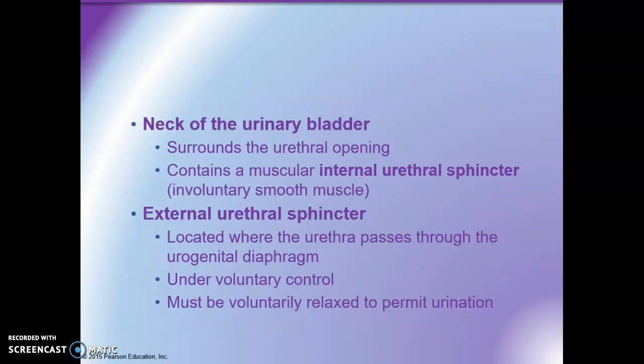The neck of the urinary bladder surrounds the urethral opening and contains the muscular internal urethral sphincter. This is involuntary. The external urethral sphincter is located where the urethra passes through the urogenital diaphragm. It's under voluntary control.